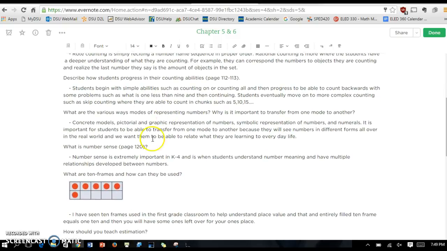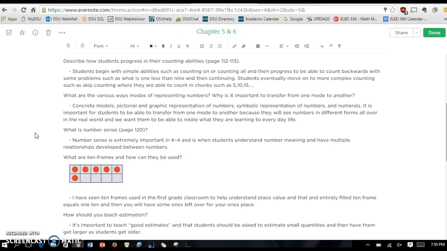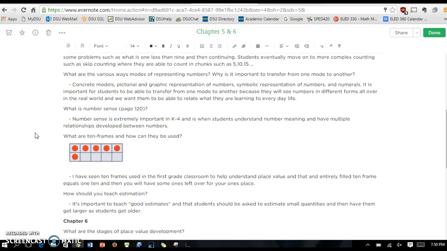Then it talked about representing numbers, which I thought was important because we want to relate math back to the real world, and they're going to see numbers represented in all sorts of different ways in the real world. So we want them to be able to understand different graphs and numerals and all the different ways that numbers can be represented.